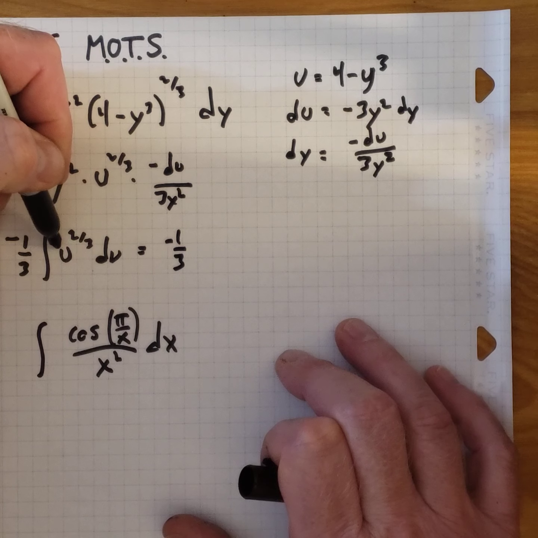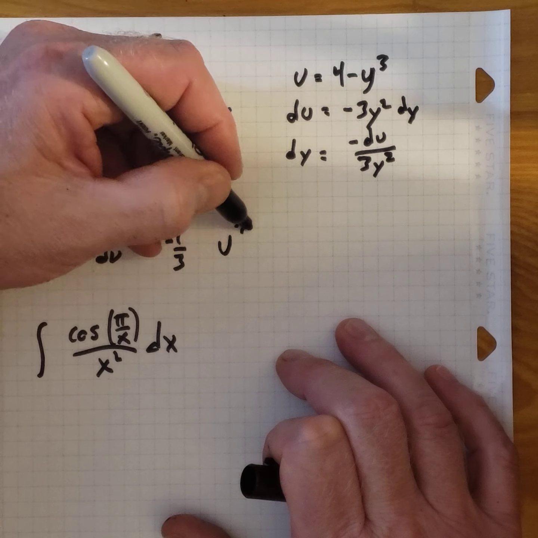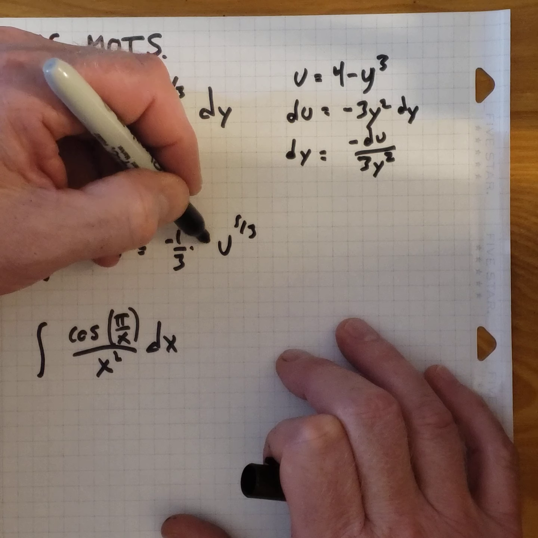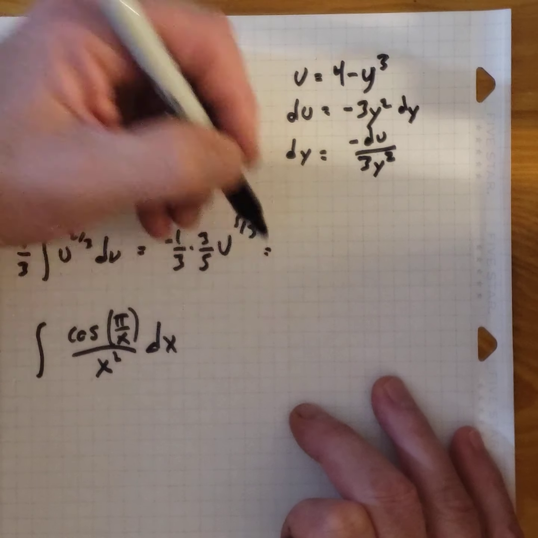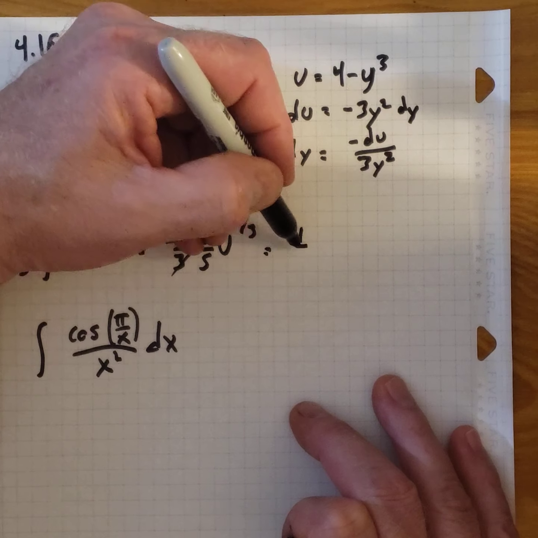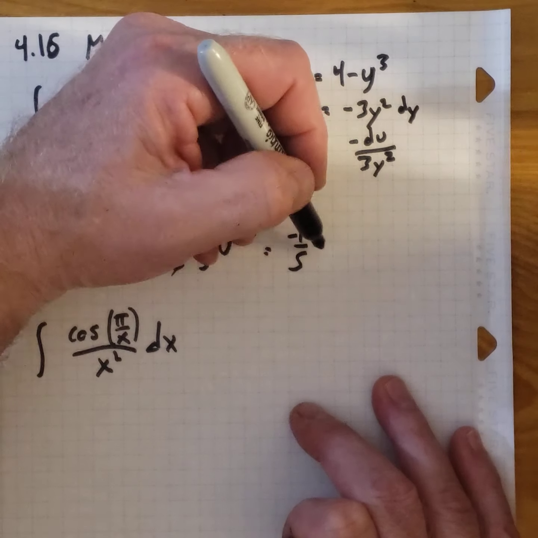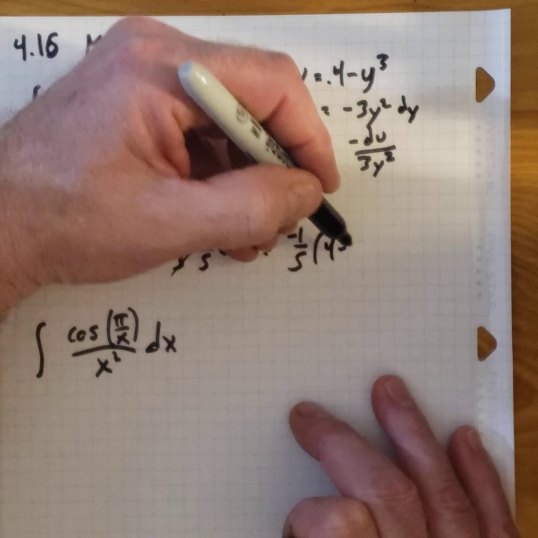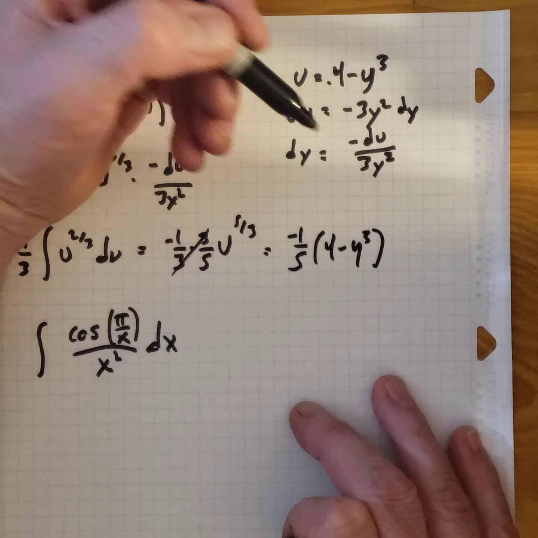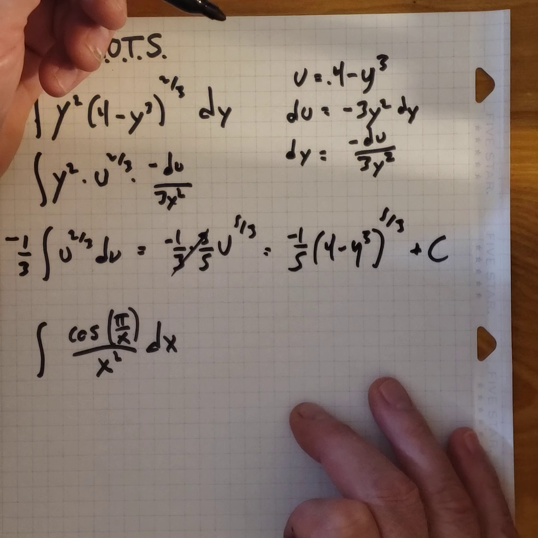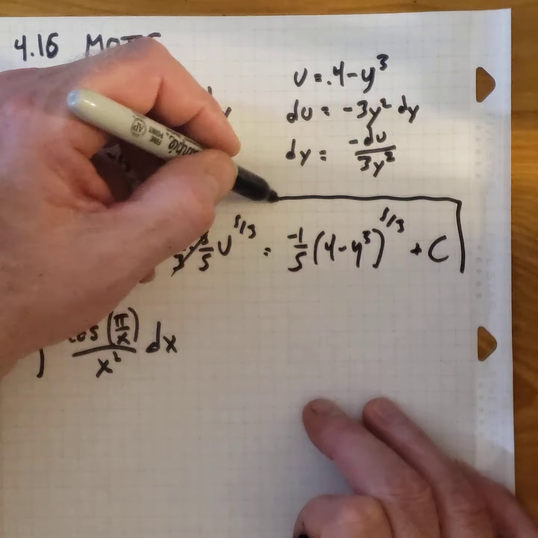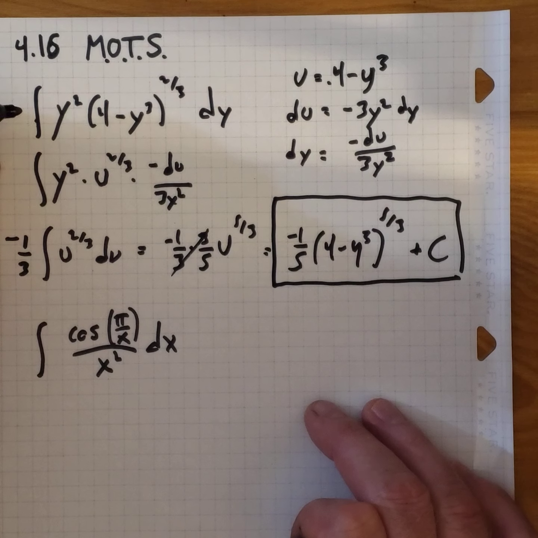The antiderivative of u to the 2/3 is going to be what? u to the 5/3, and then times the reciprocal of 5/3, or 3/5, right? We're dividing by 5/3. And that's going to simplify nicely. We're going to get negative 1/5 u, which was the quantity 4 minus y cubed, to the 5/3 power, plus our silly c. Once again, it gets real nice at this stage. Once you plug the stuff in and simplify, you want something that's real easy to take the integral of.